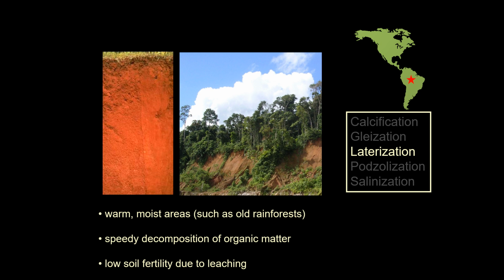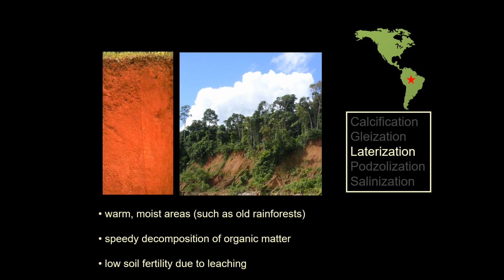Laterization. Laterization is something we really find only in Hawaii when you talk about the U.S. or maybe a few other places like Puerto Rico, but not so much in the continental part of the U.S. So the example I have here, the red star, is over the Brazilian rainforest, and we might find laterization happening in warm, moist areas, old rainforests.